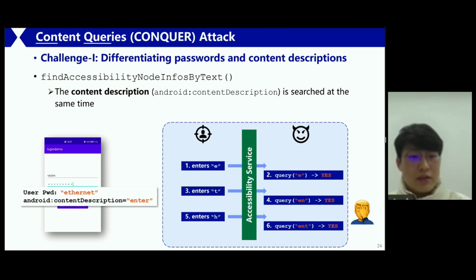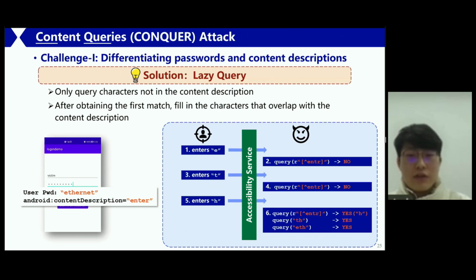Android apps can use the Android content description attribute to describe the meaning of UI components. However, the problem is the API not only searches the given string in the password text, but also in the content description of the password input box. For example, if the password is Ethernet and the content description is enter, then the API will return the password node if we search the string ENT. That means when a query succeeds, we're not sure whether the string is actually contained in the password.